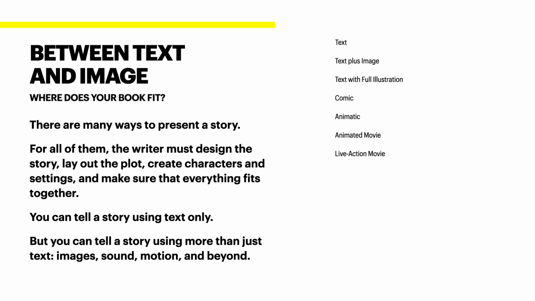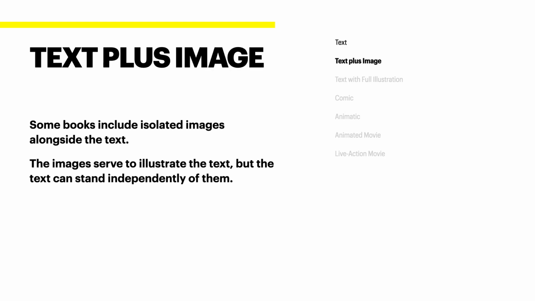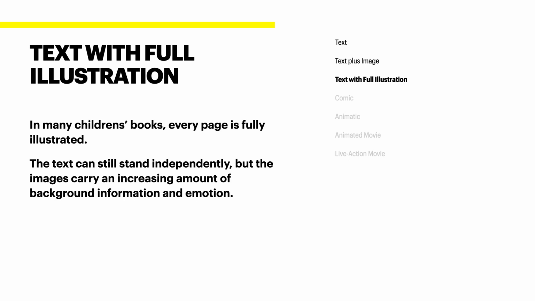So let's see, what kinds of books can we have? The plain text only, the traditional way to present a story. An illustrated book, just plain text again, but there are illustrations beside it that are tied to various places in the text. But the text can still stand by itself. The next kind is what I call a fully illustrated text, where every page has an illustration on it and the illustration covers most of the page, but the text can still stand independently.